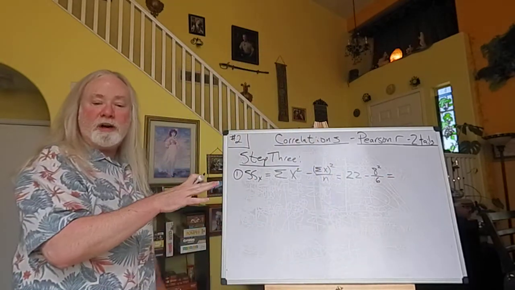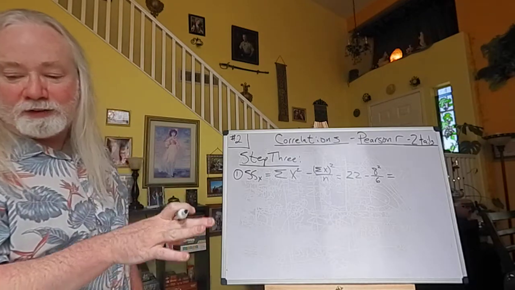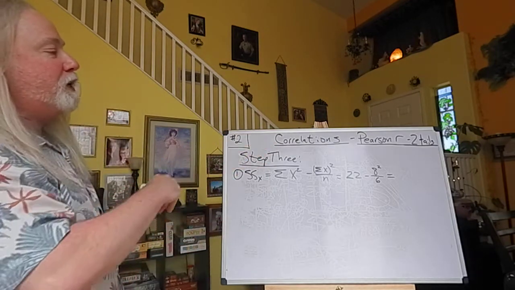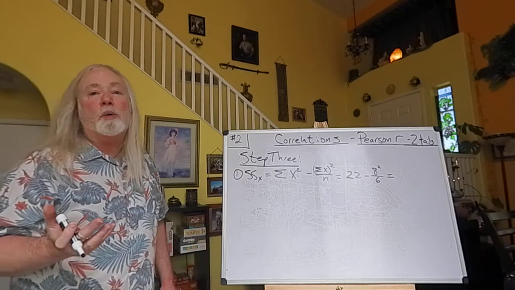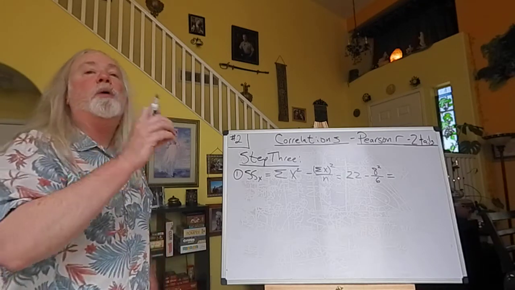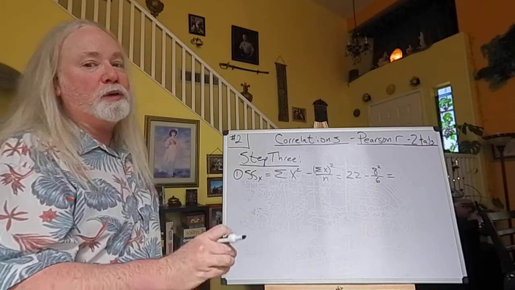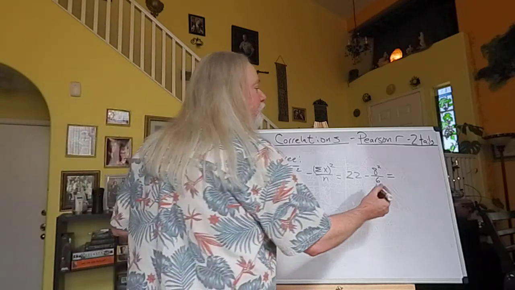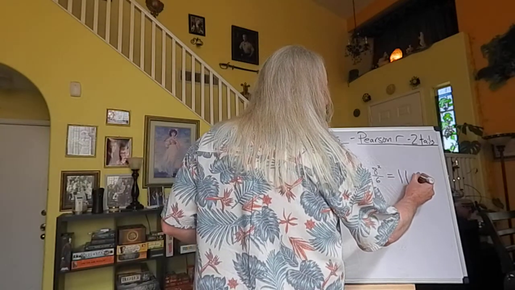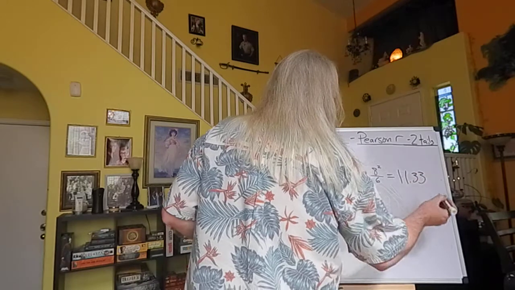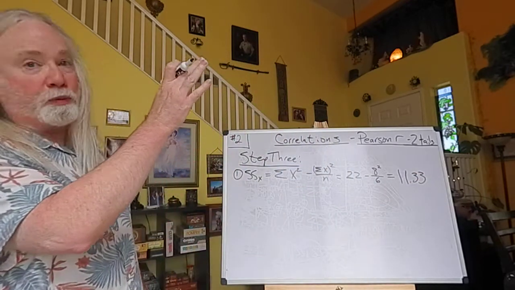So again, square your 8 first, then divide by 6, then subtract it out of 22, and we end up with a decimal. So we're going to have to write a rounded value but compute with full values. What we end up with here is 11.33, which is really 11.33333333.